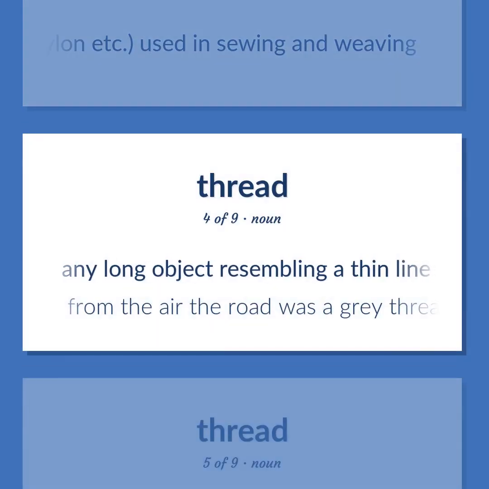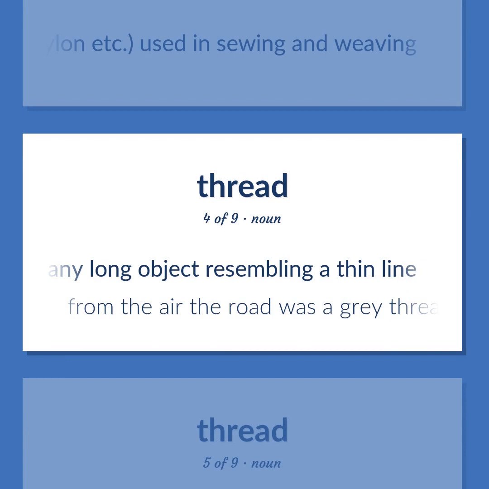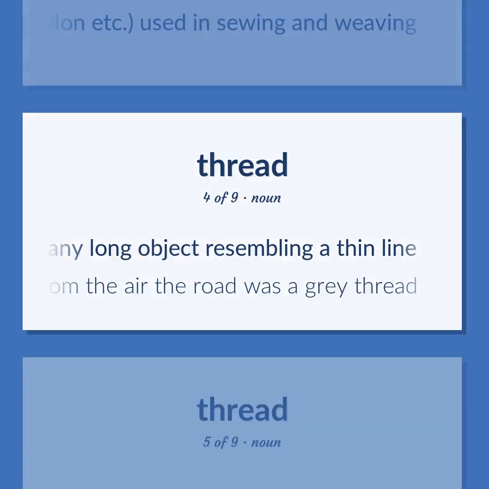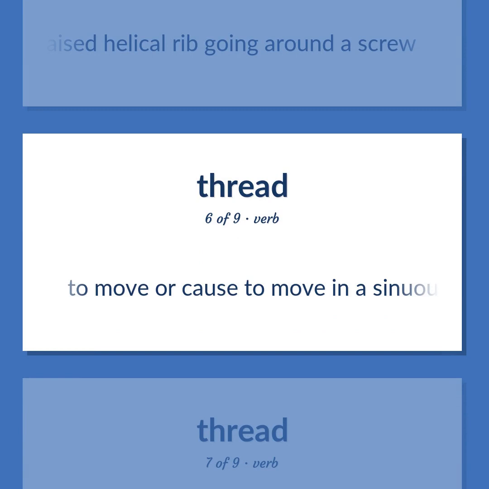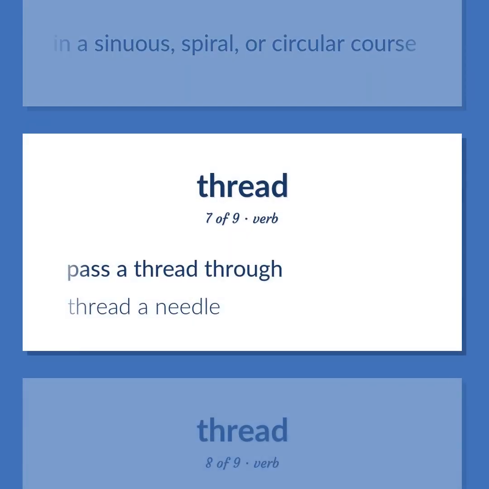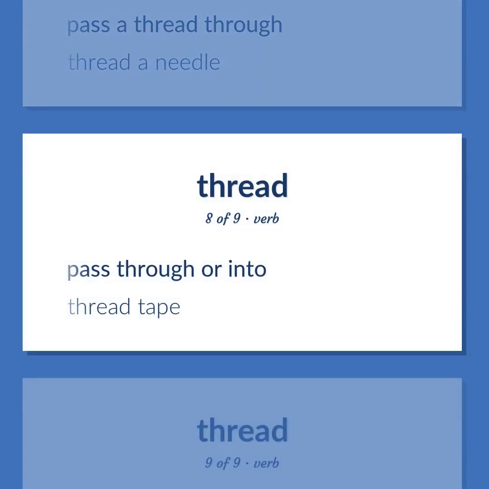Any long object resembling a thin line. From the air the road was a gray thread. The raised helical rib going around a screw. To move or cause to move in a sinuous, spiral, or circular course. Pass a thread through. Thread a needle. Pass through or into. Thread tape.